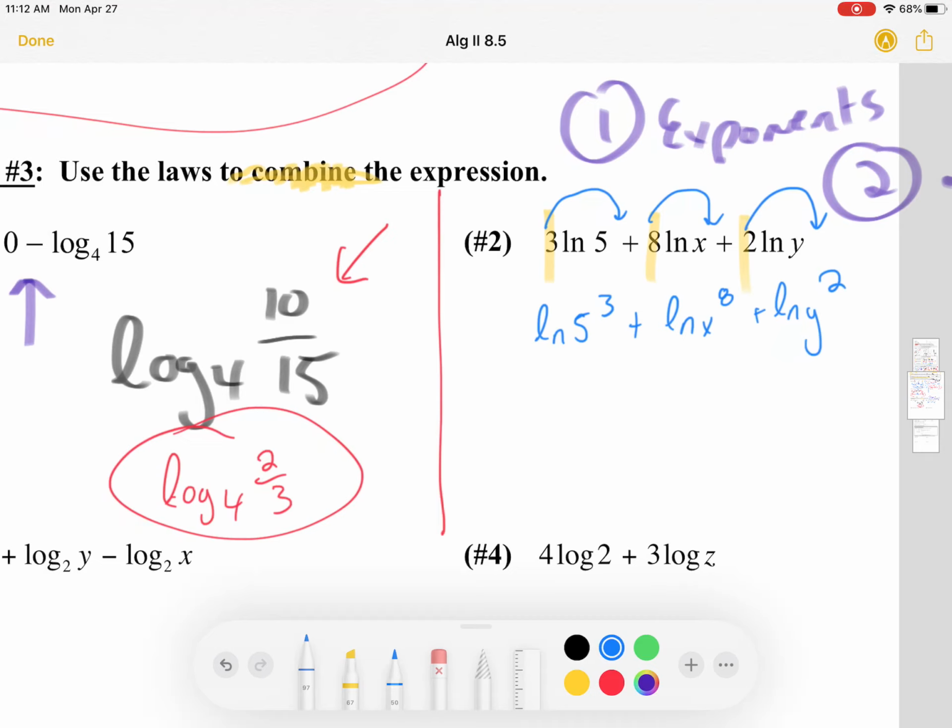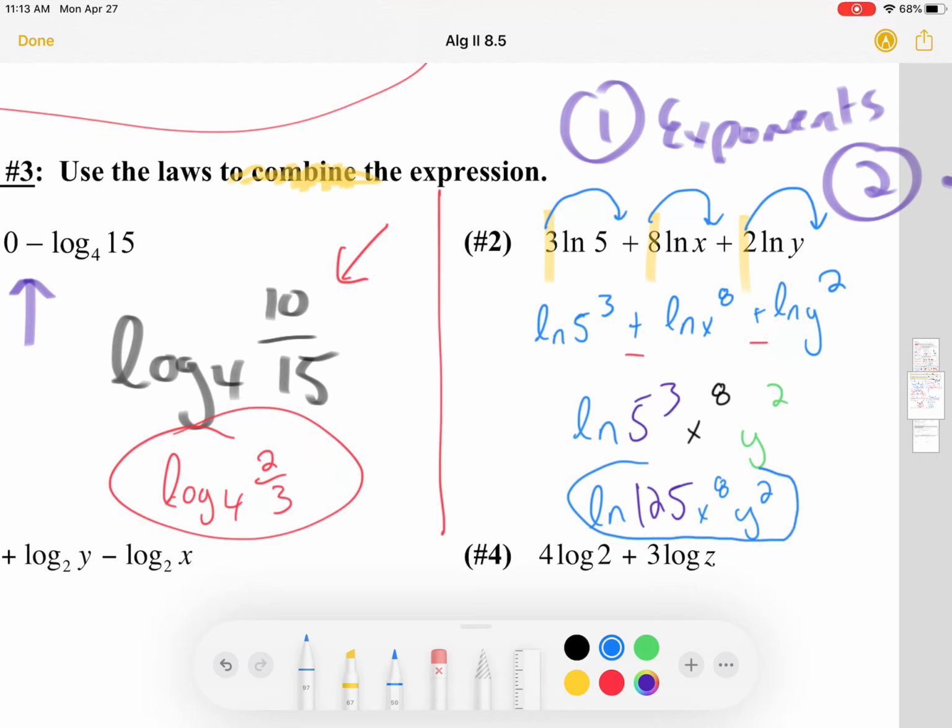Okay, now what I'm doing is pushing all of these together. I'm going to say, well, this is adding, this is adding. So when I smush it together, it becomes multiplying. I'm going to have the natural log of 5 to the 3rd times x to the 8th times, we'll do green, times y squared. And now you might say, well, Mr. Adler, I know 5 to the 3rd is 125, so could I say the natural log of 125 x to the 8th y squared? Heck yeah, you can. Love it.